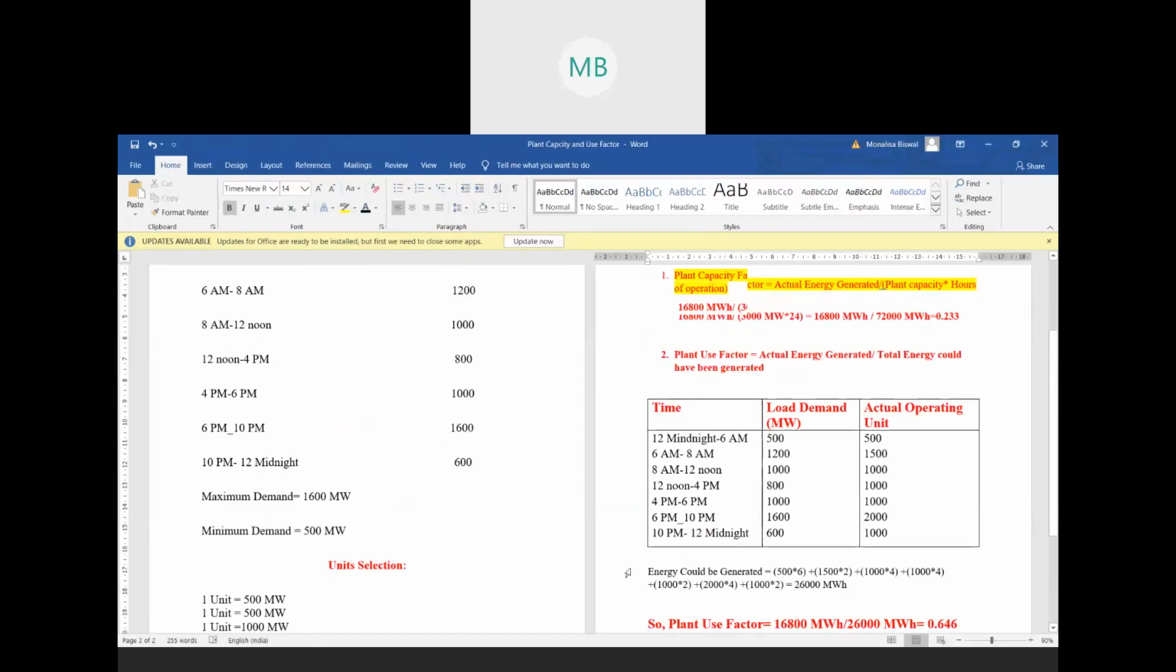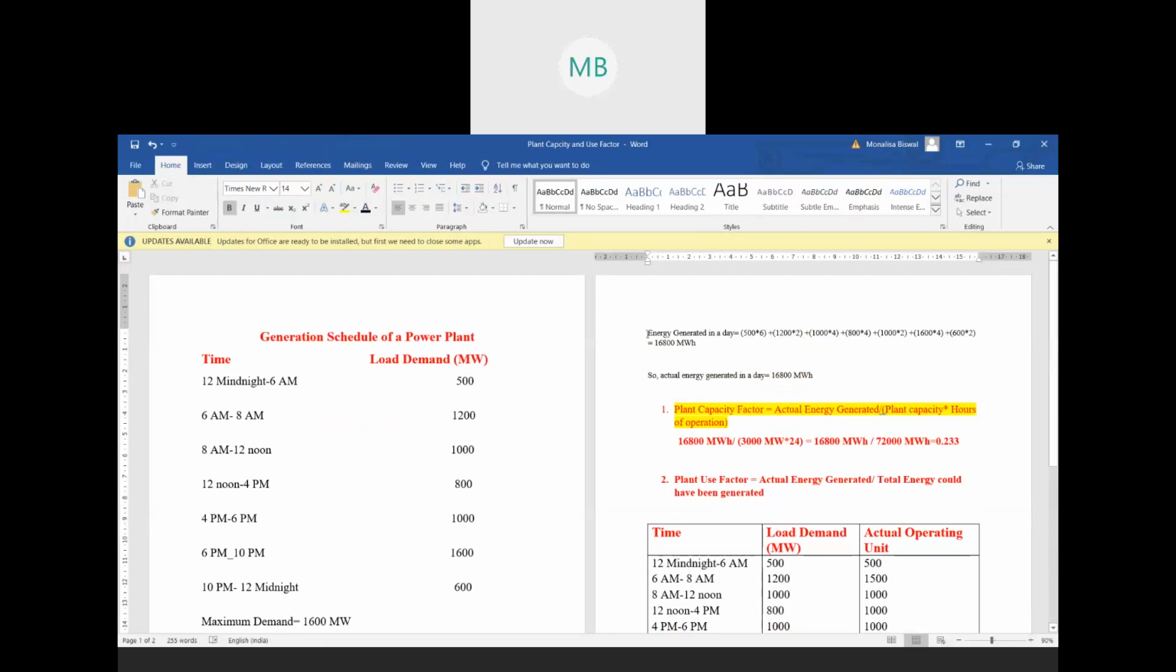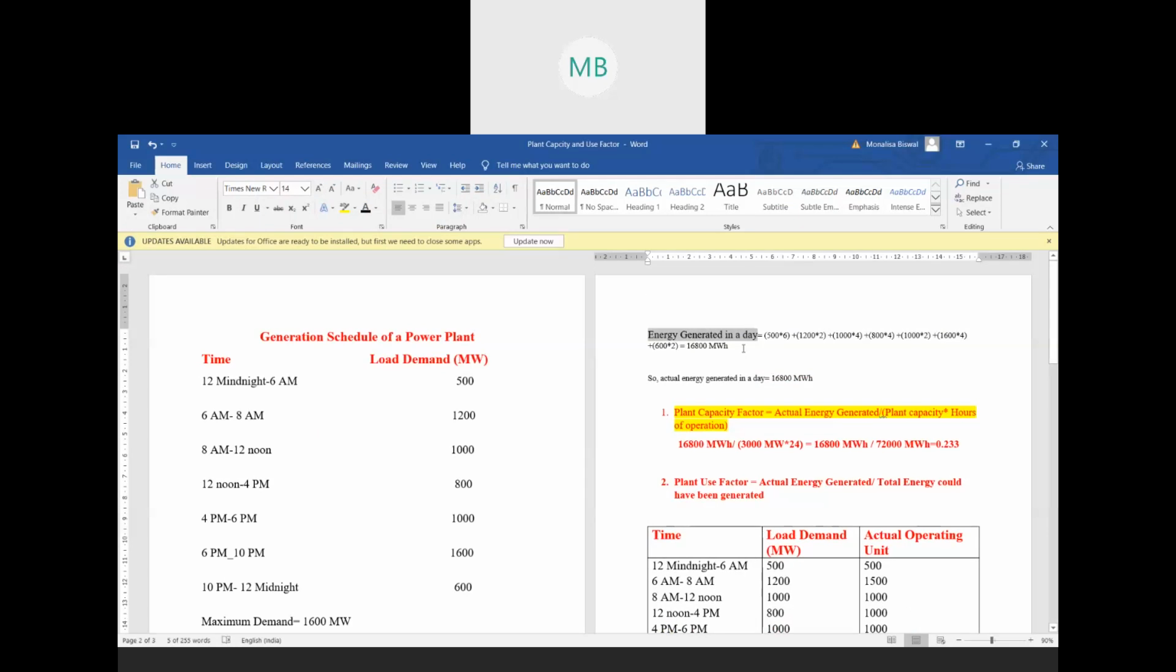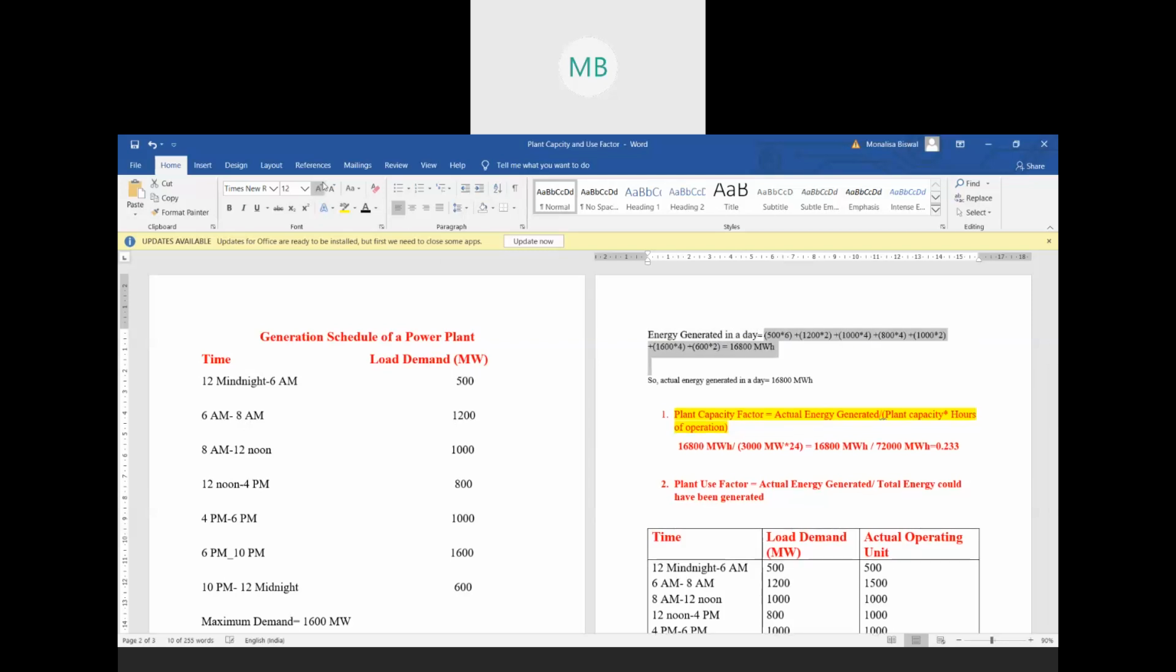Now, how can we calculate the total energy generated per day? The total energy generated can be calculated from the load curve or directly from the load information. The total energy generated in a day is the hours of operation into power demand. So 12 to 6 is 6 hours into 500 megawatt, so 500 into 6, plus 1200 into 2, plus 1000 into 4, plus 800 into 4, plus 1000 into 2, then 1600 into 4 plus 600 into 2.